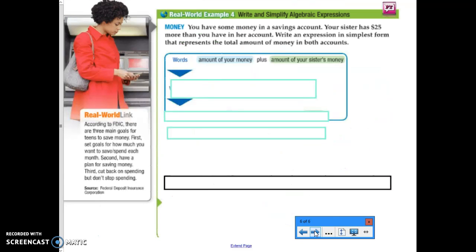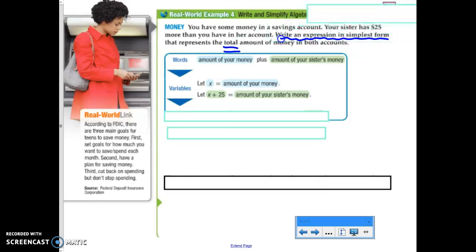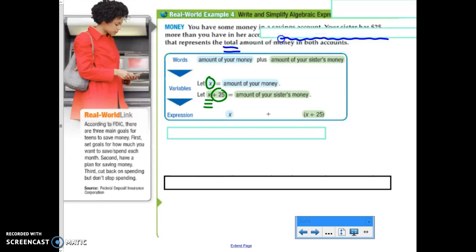All right, on the last slide, it says you have some money in a savings account and your sister has $25 more than you have in her account. You write an expression in simplest form. So our job is to write an expression in simplest form that represents the total amount of money in both accounts. Well, total amount of money means that we are adding. So I have the amount of the money that I have plus the amount of my sister's money. So in variables, here is the amount of money we have. We don't know how much money we have, so we're going to let that represent x. Then x plus 25 is the amount that my sister has, because she has what I have, and then she has $25 more than that. So my expression here is x plus 25.